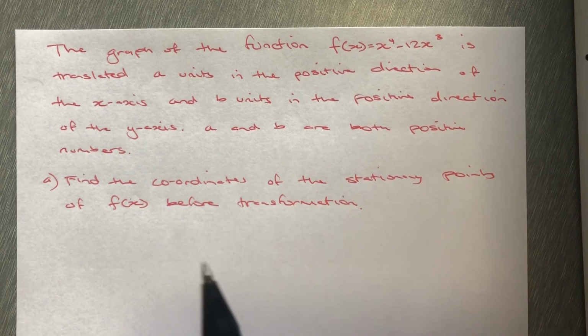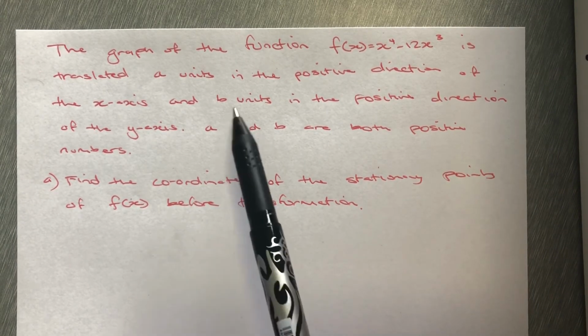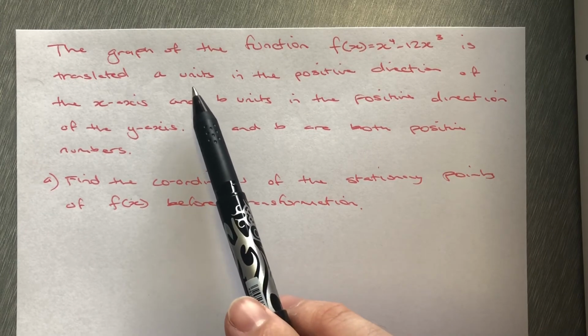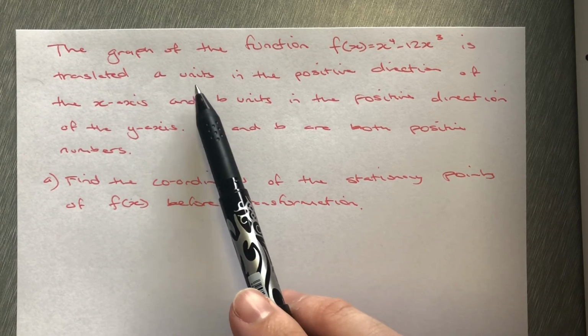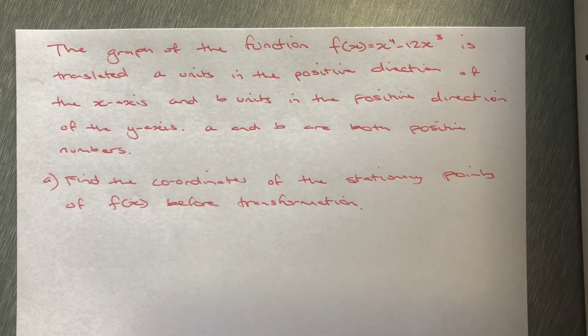It might look like whatever. We don't really need to draw it. All we really need to know is that whatever the graph looks like, it's telling us we're going a units in the positive direction of the x-axis. So that means it's shifting the whole thing over a units. We don't know how many that is. It could be 1, it could be 2, it could be 100, whatever. We just know that it's moving to the right a certain amount.